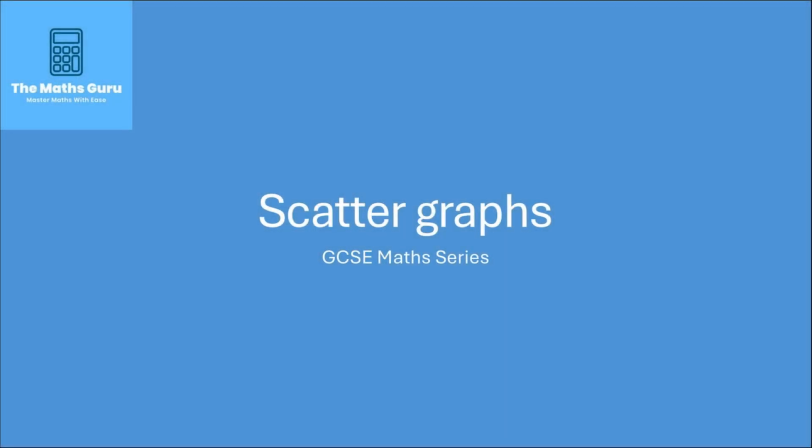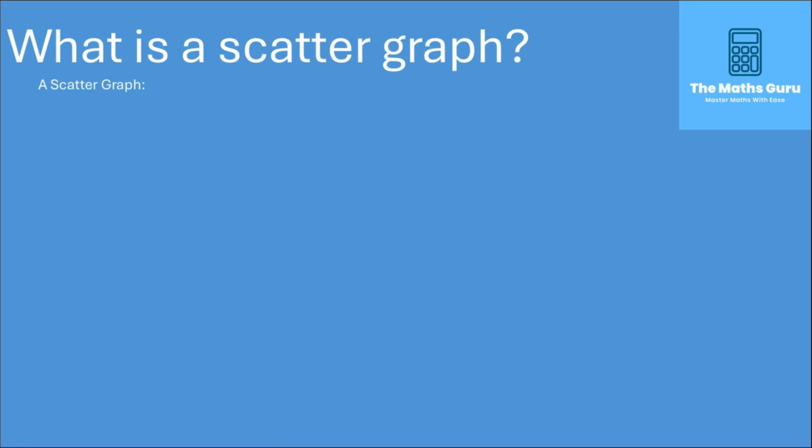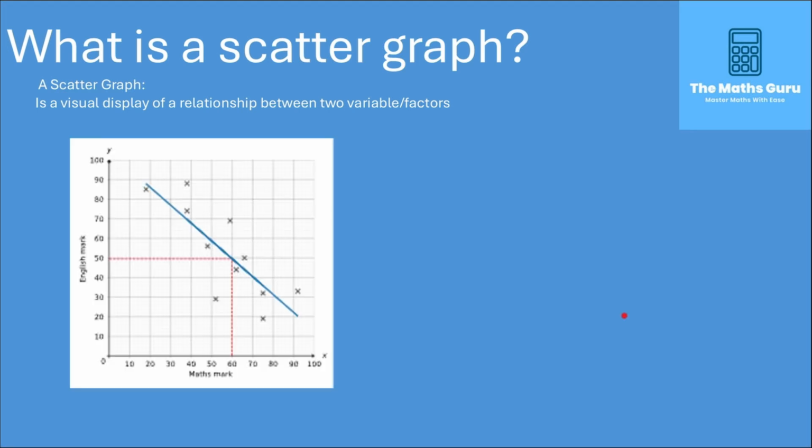Today we're going to be looking at scatter graphs. So, what is a scatter graph? A scatter graph is a visual display of a relationship between two variables slash factors. So, it is a graph which displays how each event or each factor affects the other one, and we look at the correlation between both of them.